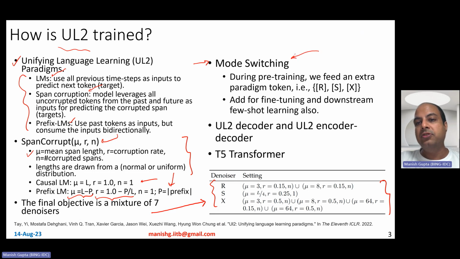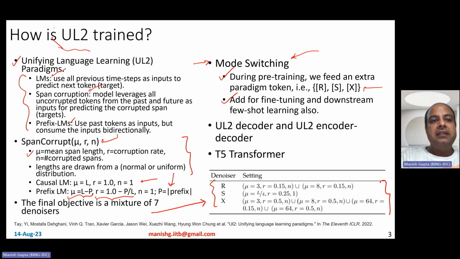Which denoiser to use at fine-tune time can be explicitly told to the model by providing this extra token. And this extra token is provided not just during pre-training, but also during fine-tuning and downstream few-shot learning as well, right? So by giving that extra token in the beginning, whether it is R, S, or X, you can control which kind of fine-tuning you want to do for a particular downstream task.